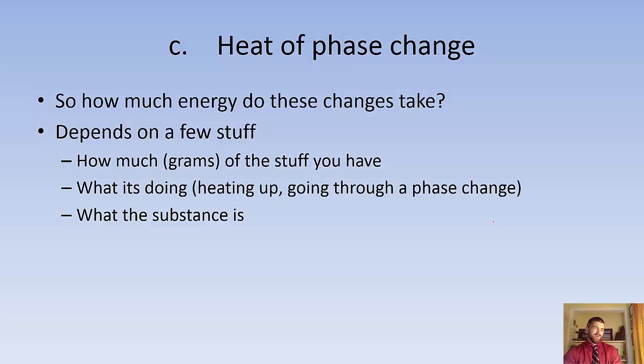So now we're left with the question, well, how much energy does it take to go through these phase changes? And it depends on a couple of things. It depends on how much stuff you have. It depends on what it's doing. Is it heating up? Is it boiling? Is it melting? What's it doing? And what is the substance? Because it takes different amounts of energy depending on the substance.